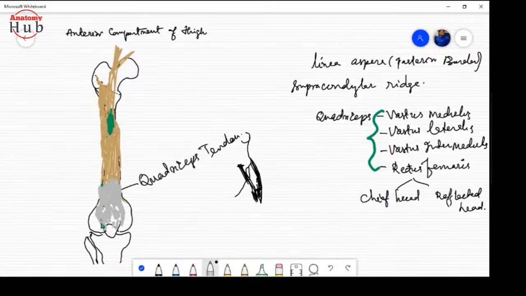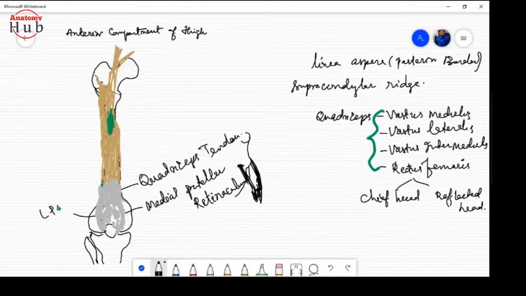So here what we'll find, at the two edges of the patella, the presence of the tendon, that is known as your retinaculum. What is that? Medial patellar retinaculum. So this will be known as your medial patellar retinaculum. Retinaculum means what? It is the flattened tendon. Like that, this will be your lateral patellar retinaculum, right?